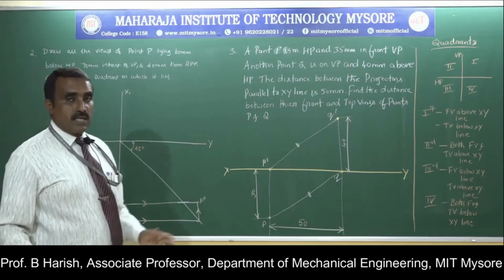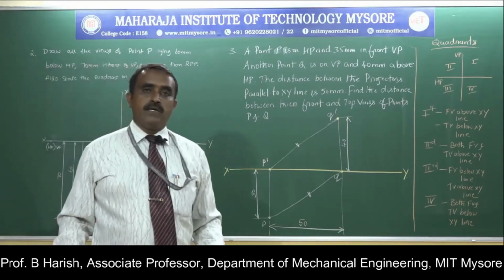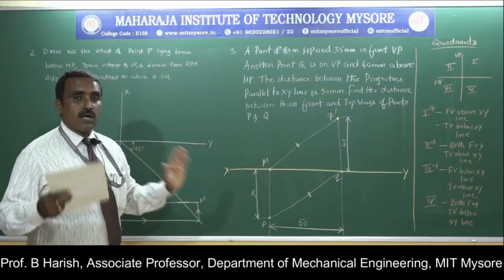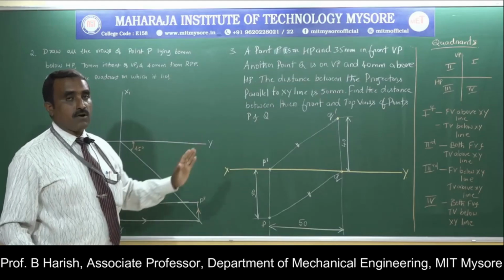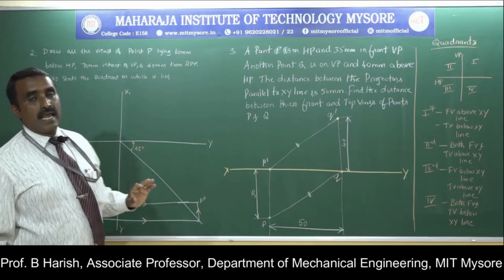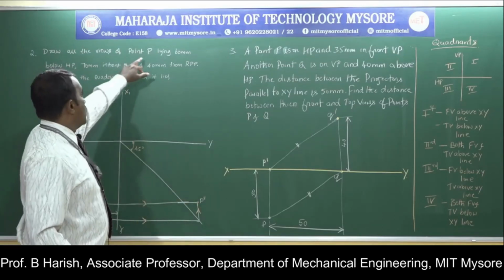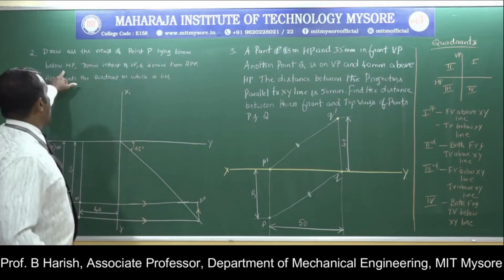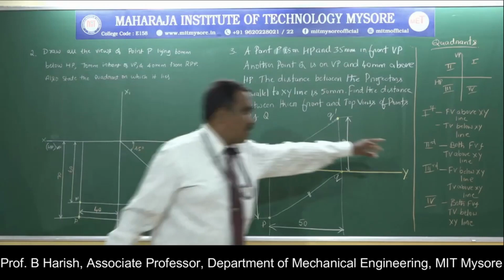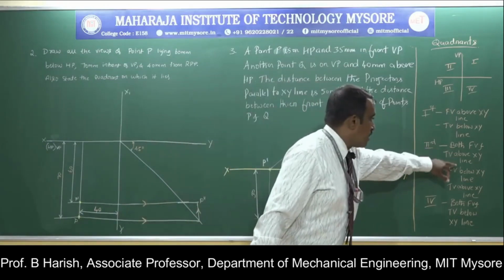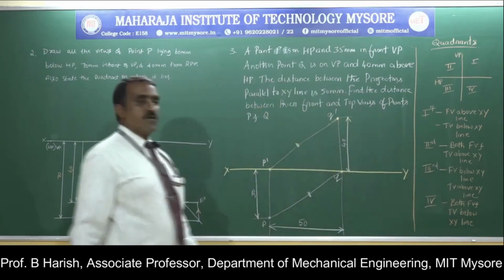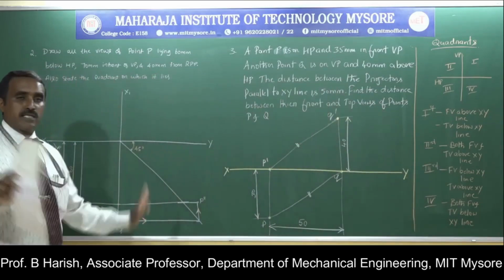Here you have to draw three views: top view, front view and profile view. First forget about the third part, the profile view, and draw the top and front view. Once you read the problem, you should immediately analyze in which quadrant it lies. It says 60 mm below HP, 70 mm in front of VP. Below HP and in front of VP, both your top and front view will be below the XY line. So the point is in the fourth quadrant.